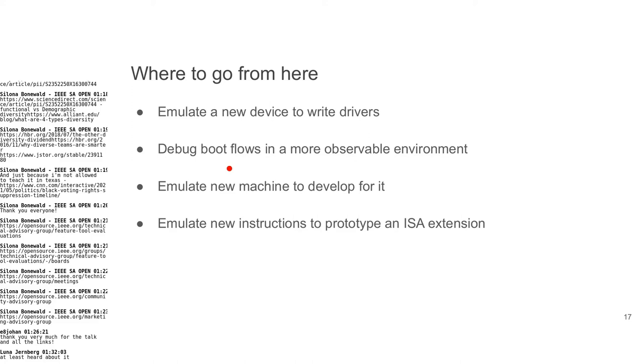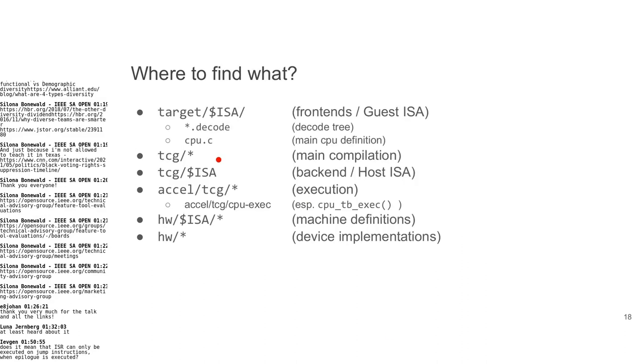for ISA experimentation. And if you're now wondering where exactly to find all that stuff, here is the general overview of the different directories. This can be especially helpful because in the beginning, you might be confused between target and the ISA and TCG and the ISA. Here it is important to note target is the front end, so for the guest that you're emulating, and TCG is the back end, so the host.